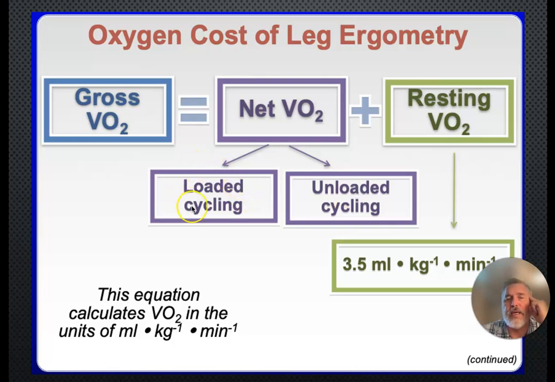The loaded cycling is calculated using resistance. So whenever you're doing a cycle ergometer, there's actually a tray or a dial, and if you add weight to the tray or if you turn the dial, it adds resistance to that wheel, which increases the intensity. If you've ever taken a spinning class, you know what I'm talking about. When you turn that dial, it gets a little bit harder.